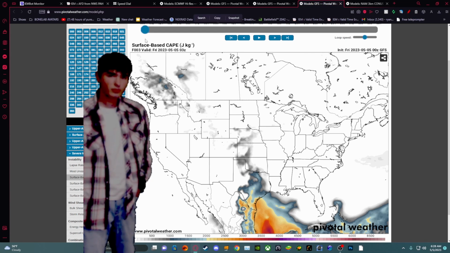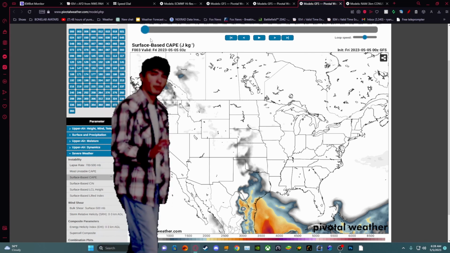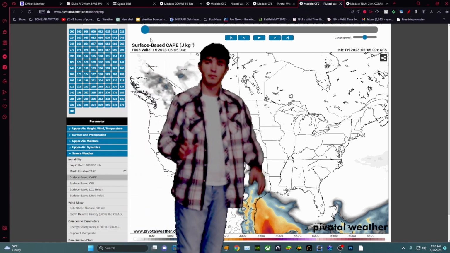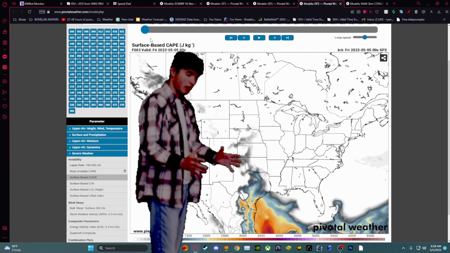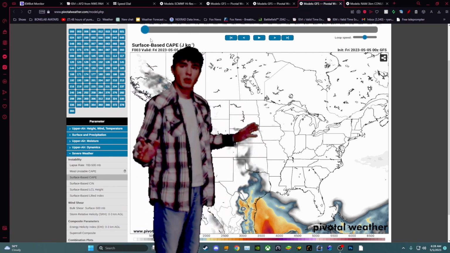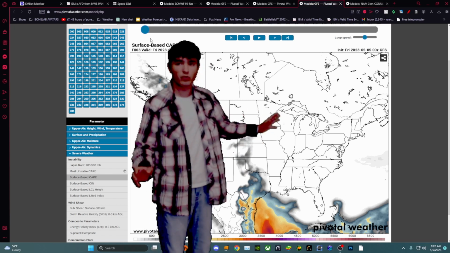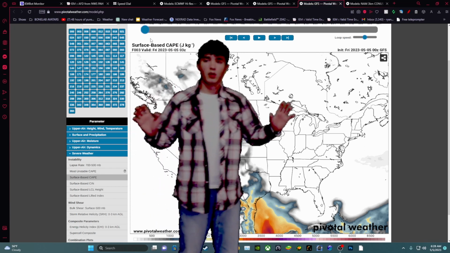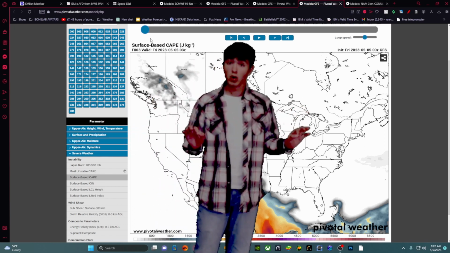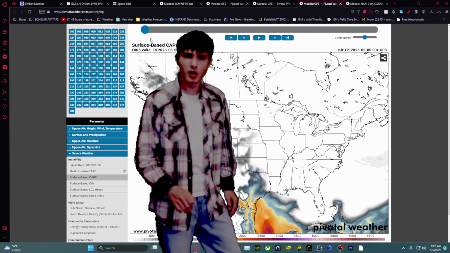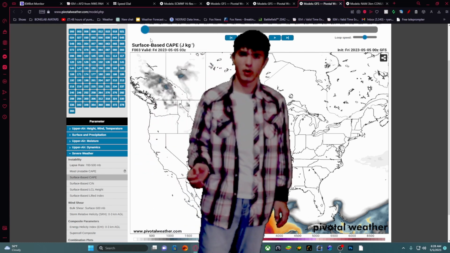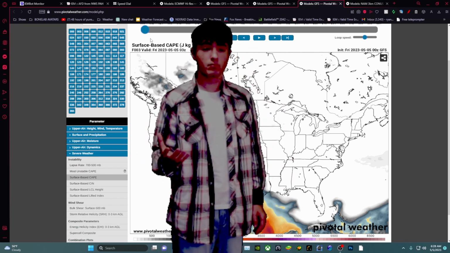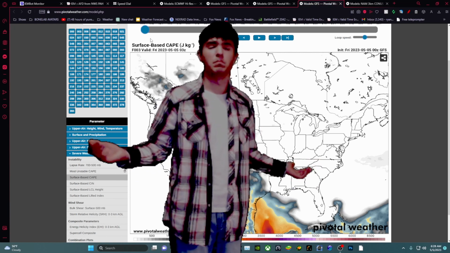CAPE means convective available potential energy. CAPE is basically storm fuel. CAPE is basically gasoline for these storms. The higher the CAPE values, the bigger the storm and the stronger the storm will be. Anything above 1,200 joules per kilogram is going to be pretty strong.